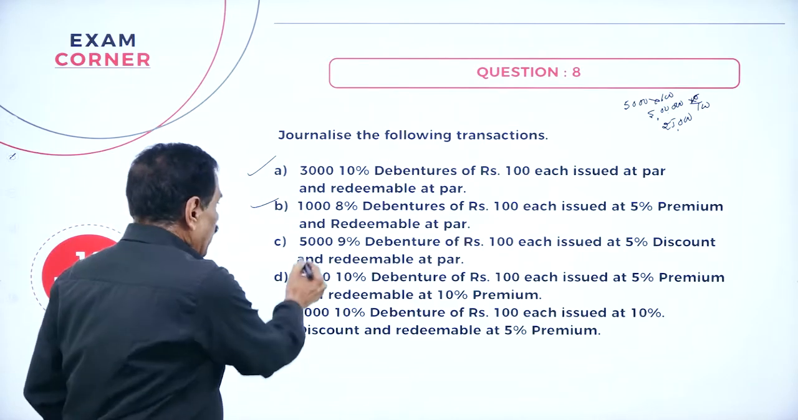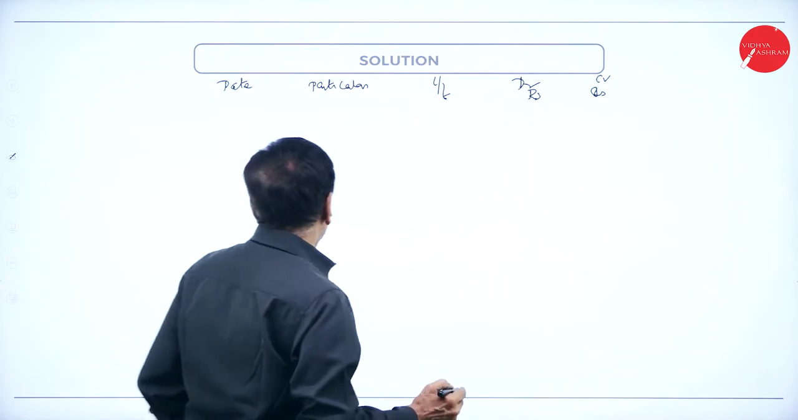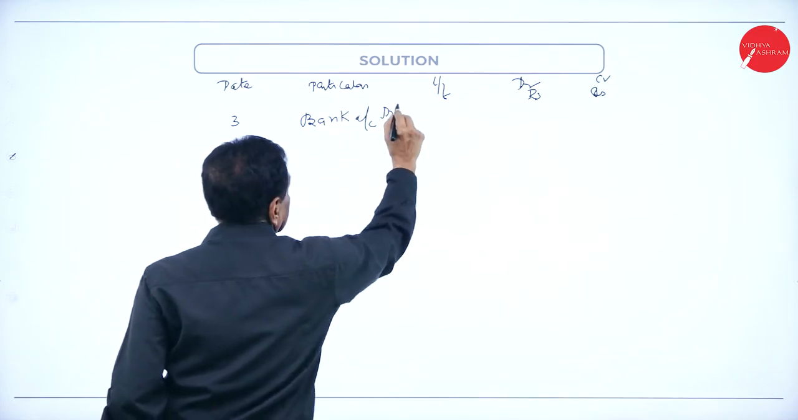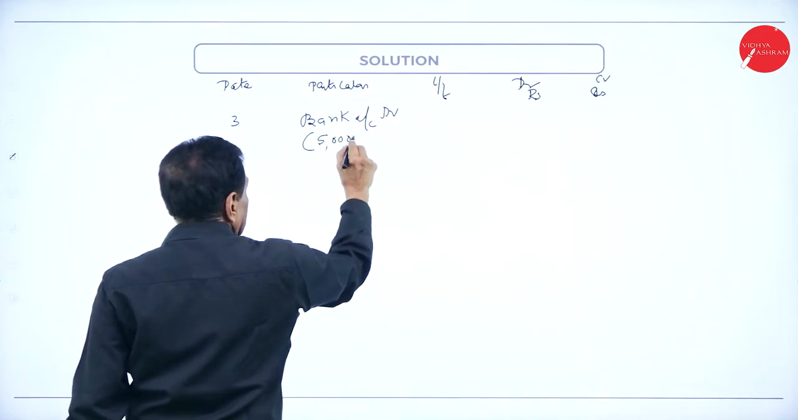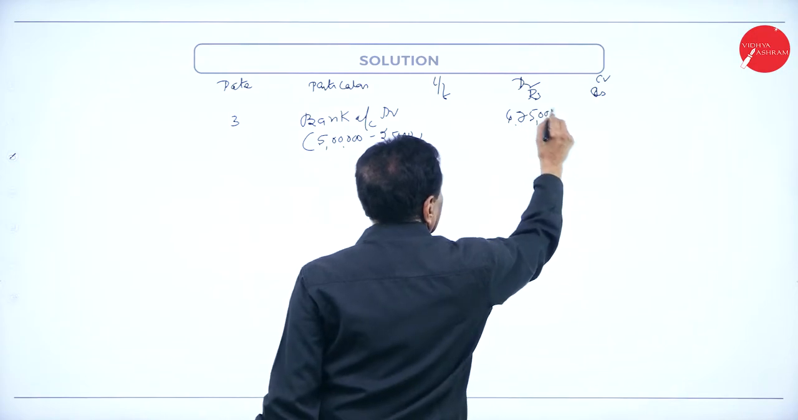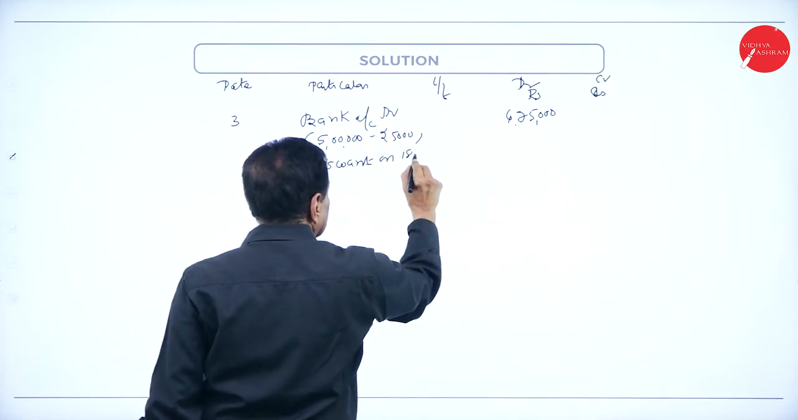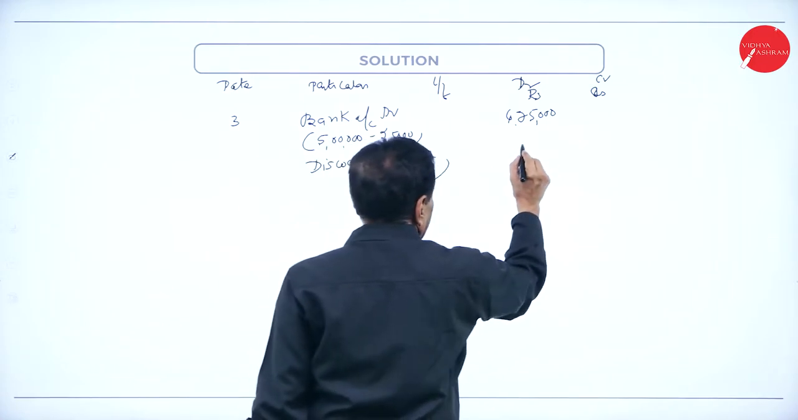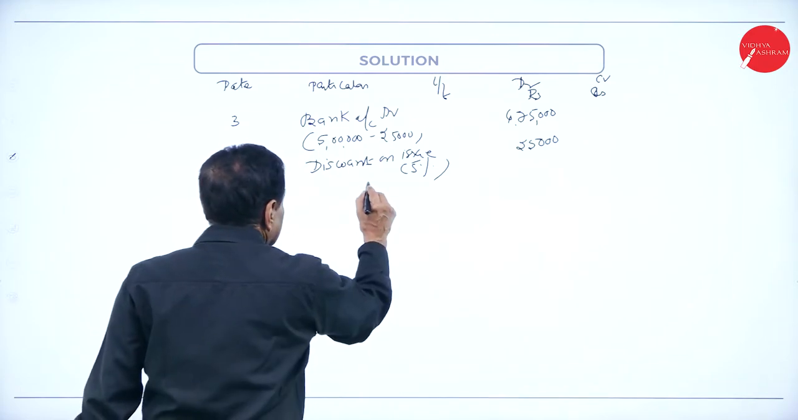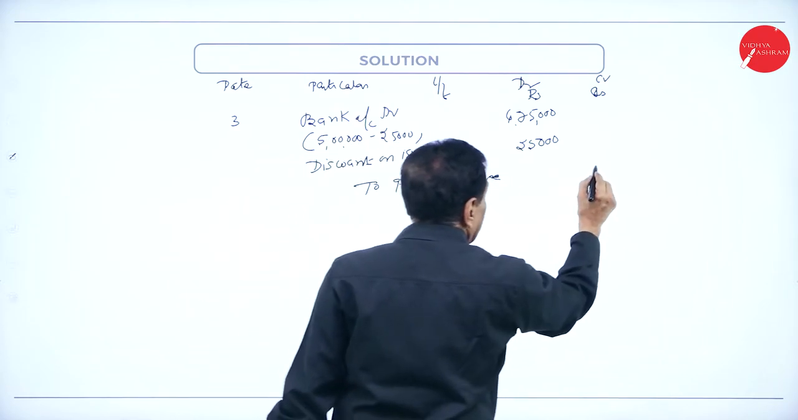So what's the value? 5,000, 9% debenture at 5% discount, bank account. Out of 5 lakh, 25,000 gone. So this is a third entry. Bank account debtor, in the bracket 5 lakh minus 25,000, 4,75,000. Discount on issue, 5%, 25,000. Then what's the rate of debenture? 9% debenture, 5 lakh. Issue entry.